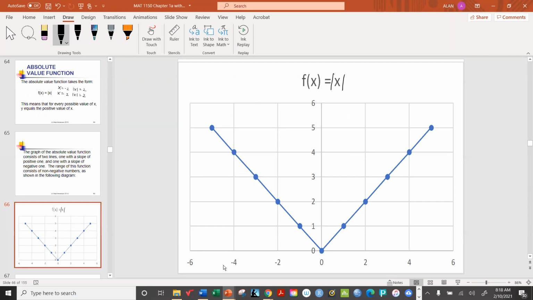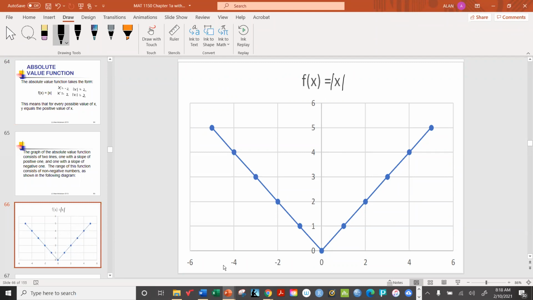All right, make a note of that. I have to fix that. What is that, slide 66? That should have the bars around it. That's f of x equals absolute x. Okay.